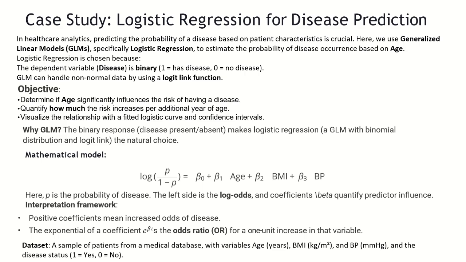The mathematical model that we are using in this disease prediction is log of p by 1 minus p equals beta naught plus beta 1 into age plus beta 2 into BMI plus beta 3 into blood pressure. The exponentiated coefficients, e to the power beta i, are the odds ratios for a 1 unit increase in that variable.